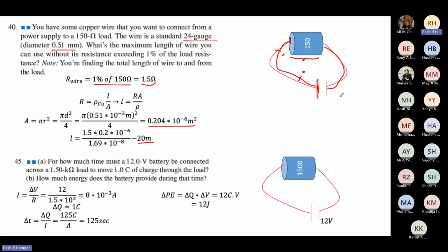But also the load here is 150 ohm. That's actually a low resistance.